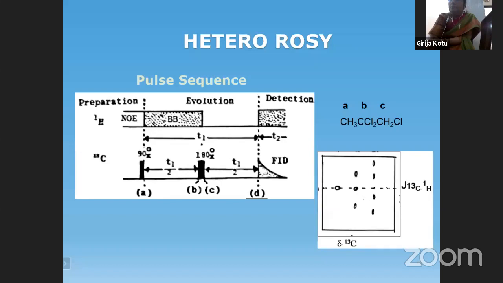And now when you look at the molecule, the spectrum to the right side, it is 1,2,2-trichloropropane. So now it is C13 NMR. So hetero means it is C13. Remember one thing, it's not a proton NMR, it's a C13 NMR.